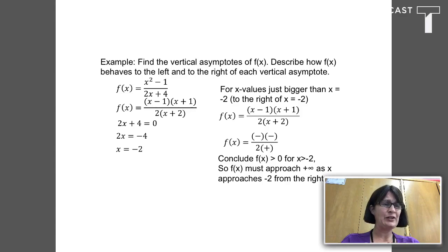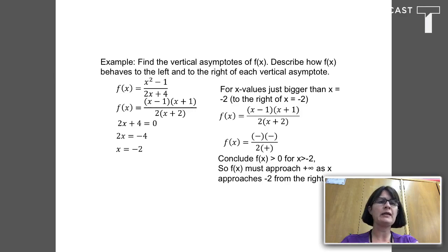So that means I know that as x approaches negative 2, my function values, my y's, have to either approach positive infinity or negative infinity, no other options. So all I really have to do is figure out if the y values are positive to the right of x equals negative 2, or if they're negative. The only thing I care about is the sign of the y value. So here's something I can do.